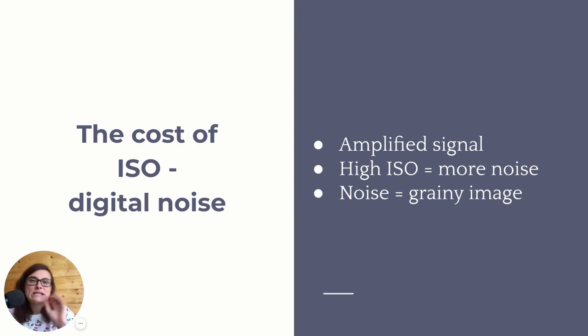So you will notice that some pixels have weird colors, and the image is not as sharp, and that's because the digital signal is amplified and distorted by the amplification. So it's not good to shoot at high ISO. You should always aim to shoot at low ISO.